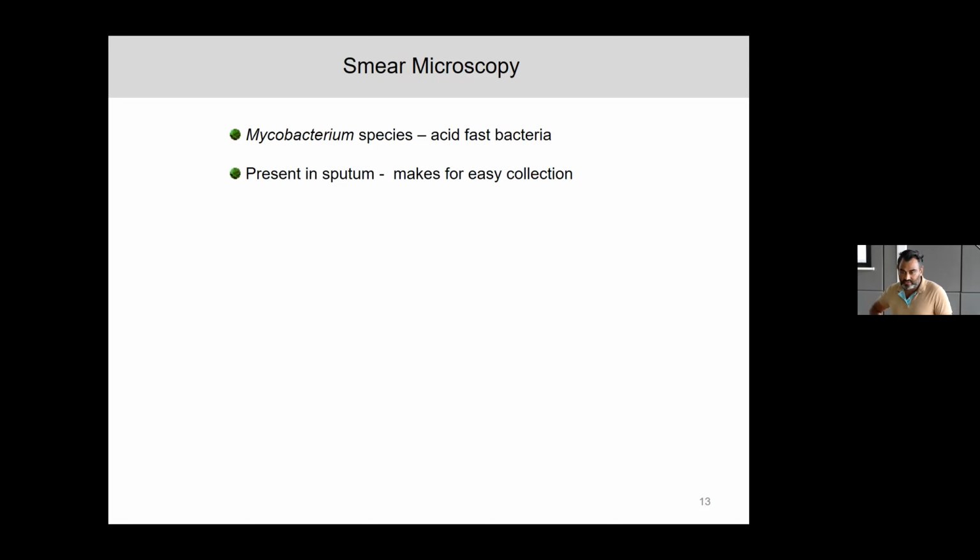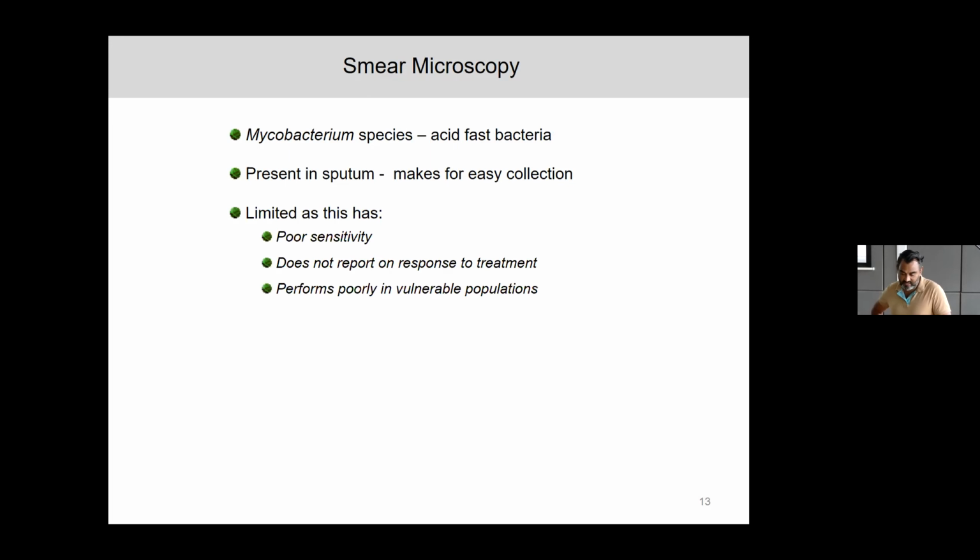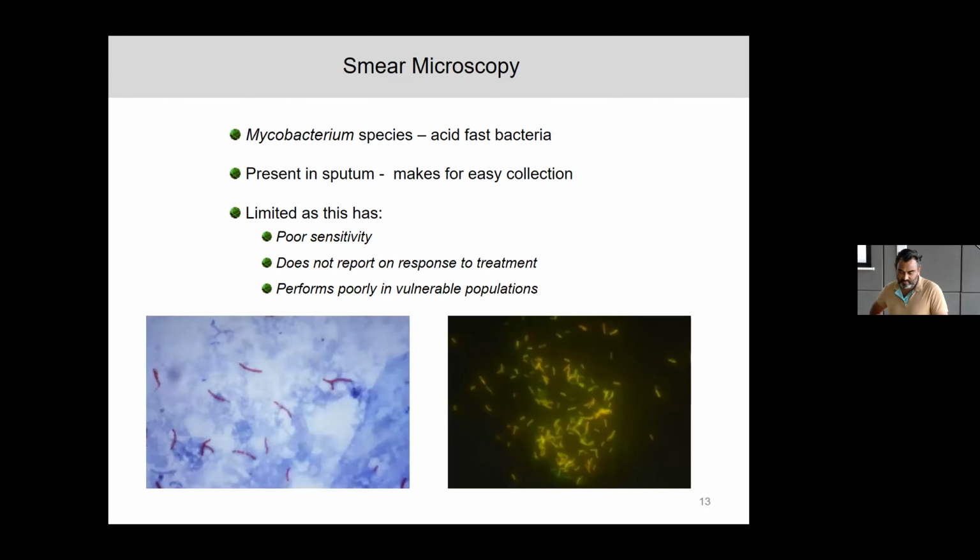And what's important about it when we do diagnosis is that it's present in sputum. So if you're sick with TB and you have it in your lungs, you're coughing up all the time, or you go to the clinic and we ask you to cough, those bacteria come out from your lung and they go into the sputum. And so it makes for easy collection. And then we stain that sputum and we look for bacteria. And so basically that's what it looks like.